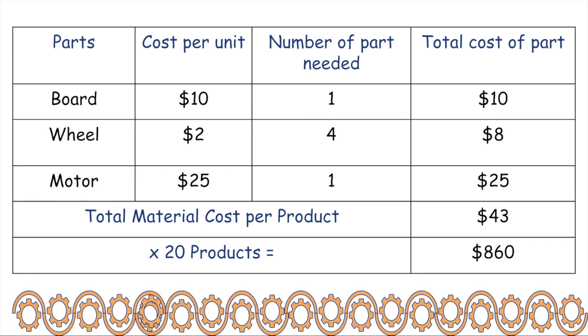Add all of them together to get the cost of the product, and then let's say you're selling 20 products per day, or you're producing 20 products per day. You can multiply the number 20 with the total material cost per product, and in our case, we got the answer $860. So this is how you find the cost of the materials if you go through the worksheet.